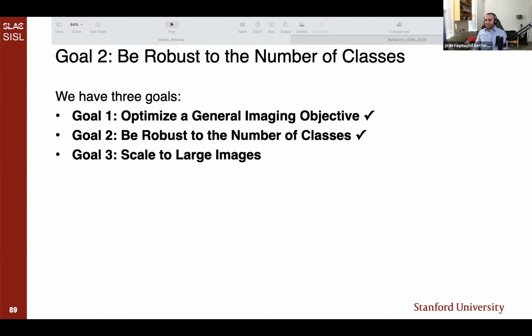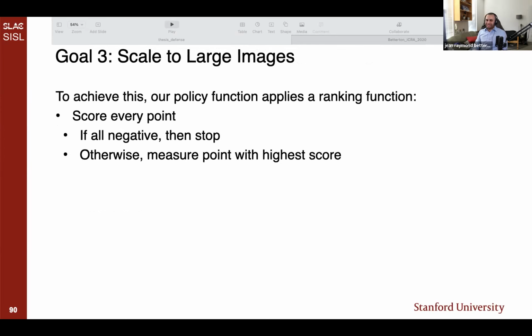And then the last goal is we want to scale to large images, and lo and behold, we're following very similar logic to before. To achieve this, our policy function is going to apply a ranking function this time, because keep in mind that we need to decide whether or not to measure a single point. We also need to decide in some scenarios when to stop taking measurements altogether. So our policy is going to be applied to every measurement. We are going to score every measurement. If every score is negative, then we stop. So we do not have an explicit stop action. Stop happens when every remaining point that has not been measured gets a negative score. Otherwise, we will measure the point with the highest score.